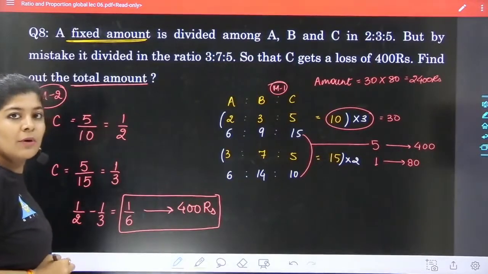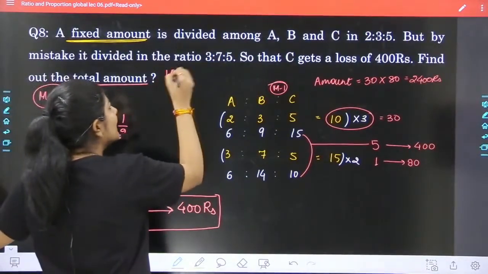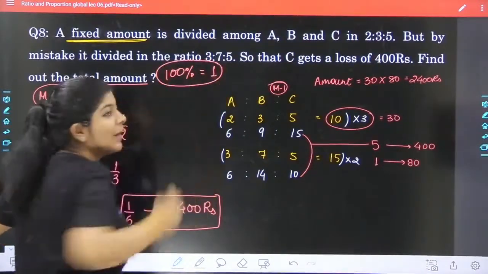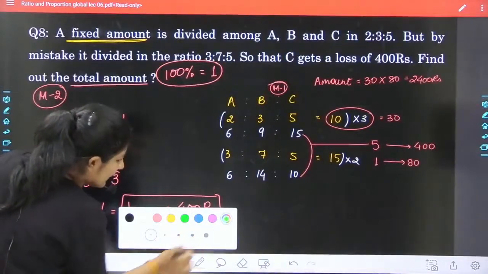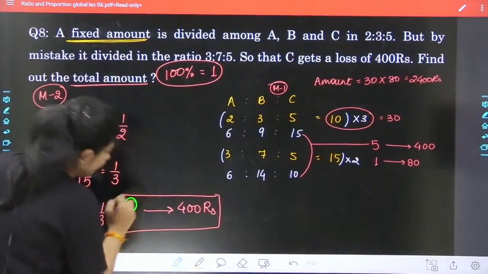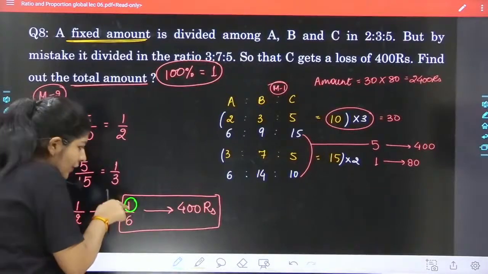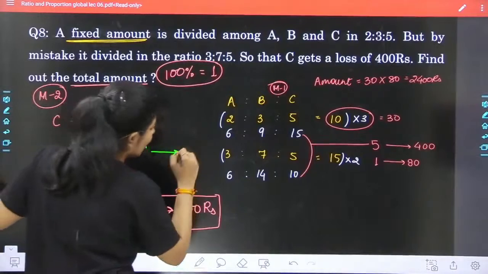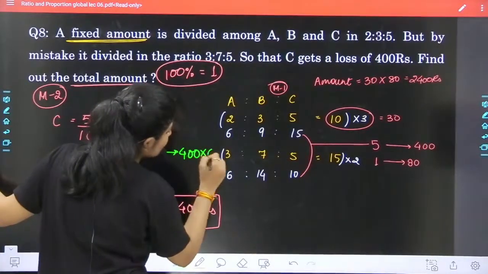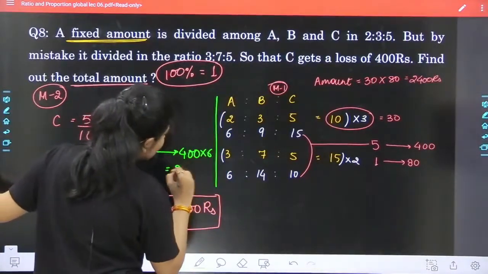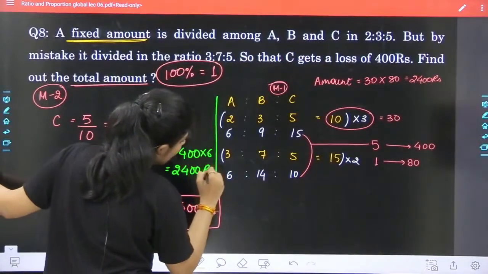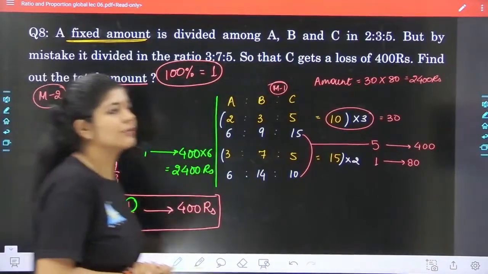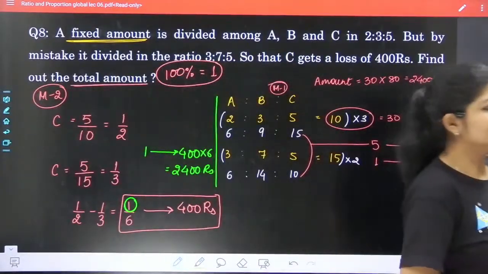When we talk about fractions, we know 100% value is equal to 1 in the fraction. So I have to calculate the value of 1 over here. To calculate it, I simply send this 6 over here, and I'll get 400 into 6. So the correct answer of this question is 2400. We can also use this method to solve this type of question. Is it clear?